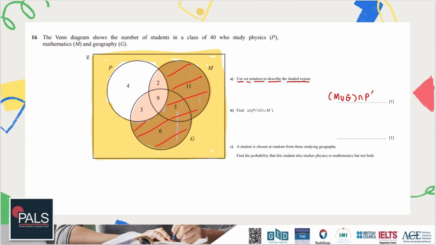And then find the number of P intersect G union with M prime. So P intersect G, which part? This part, right? So the number of P intersect G equals 12? Okay, so we need to find this one first. P intersect G equals 3 and 9, so this part and this part.